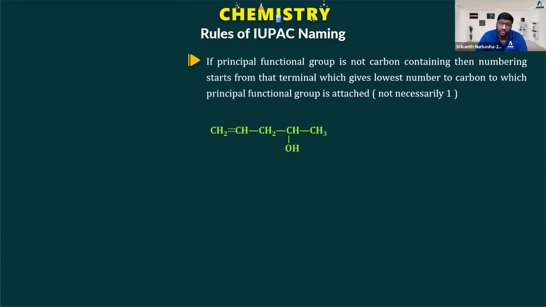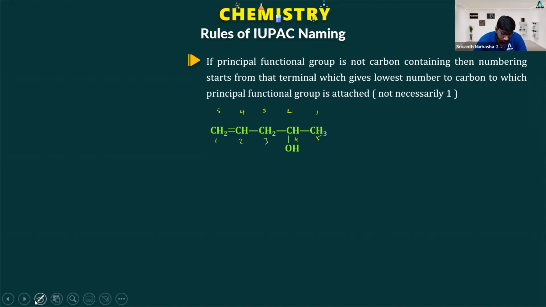So here, how to give the numbering, students? CH2=CH-CH2-CHOH-CH3. Which is the functional group here? The functional group should be given the high priority, then you have to give priority to the multiple bonding. So you have to give numbering. Two ways are there: 1, 2, 3, 4, 5, and the other way is 1, 2, 3, 4, 5. Which way is correct?